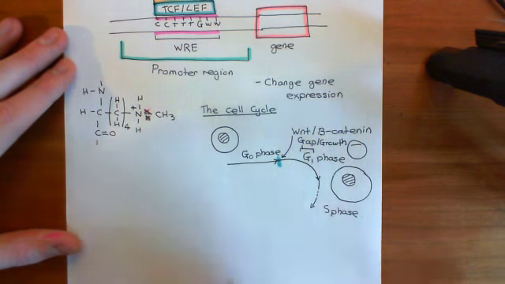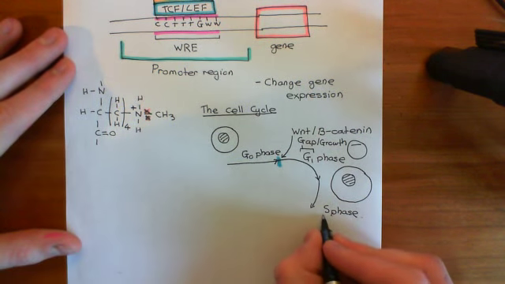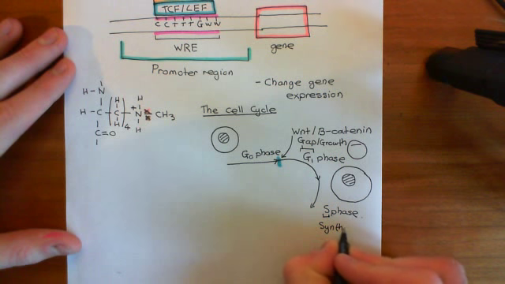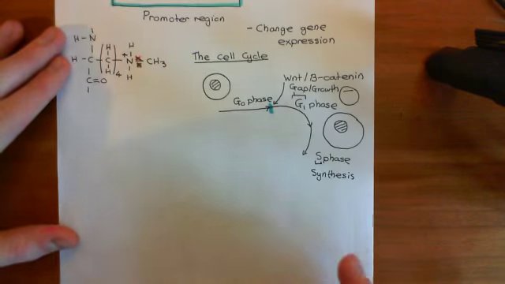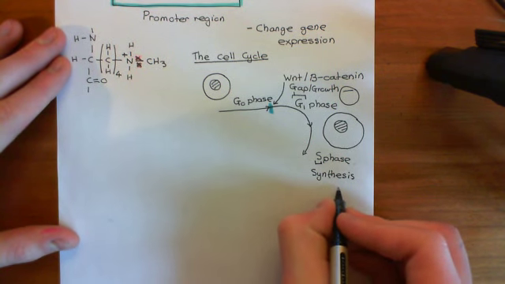This is the first one. There is going to be a second one. The S phase stands for the synthesis phase, and in the synthesis phase of the cell cycle, what's going to occur is you are going to copy all of the DNA.